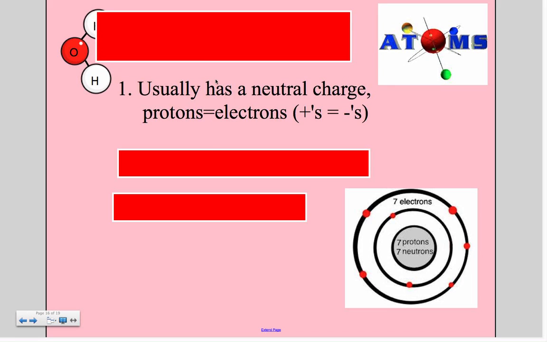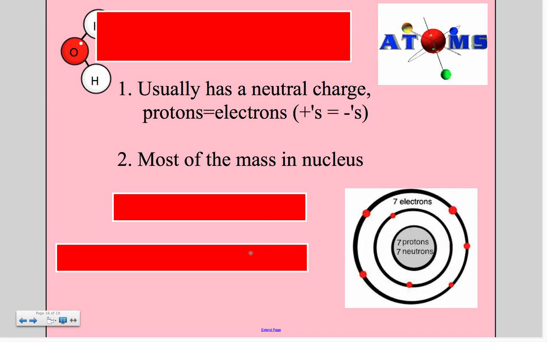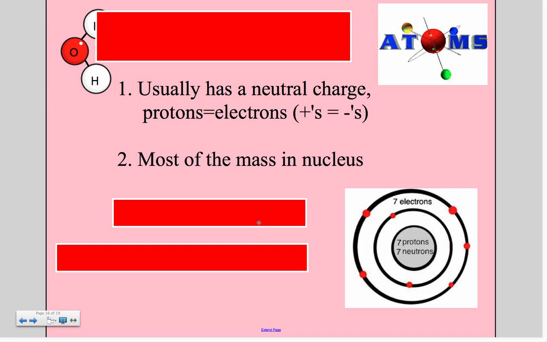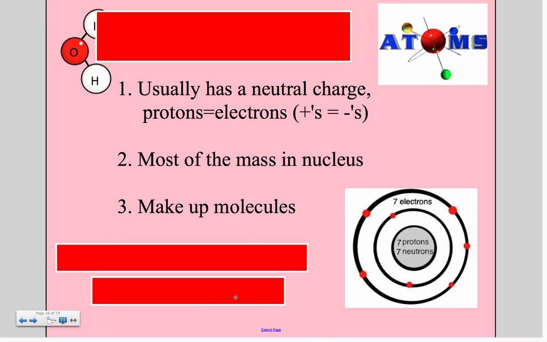So the key points for today: atoms usually have a neutral charge, meaning their protons and electrons are the same number, which gives them an overall net charge of 0. So if you look down here on the bottom right, 7 electrons, that's a negative charge, and 7 protons, which is a positive charge. So if I have 7 positives and 7 negatives, they cancel each other out, making a neutral overall charge. Most of the mass is located within the nucleus because of our protons and our neutrons, and atoms connect together to make molecules.